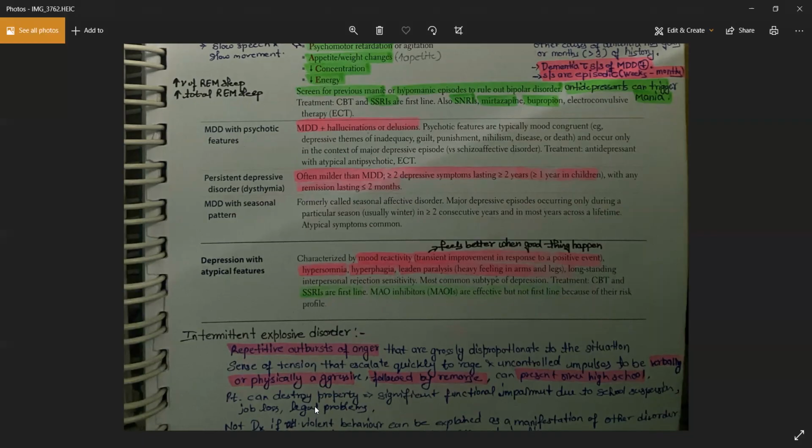So tell me, how would you differentiate between the intermittent explosive disorder and the conduct disorder? Because in both cases you have a very high aggression. No damage to properties or any harm to other people. Well, in case of intermittent explosive disorder, the patient will be harming their partners, domestic violence.